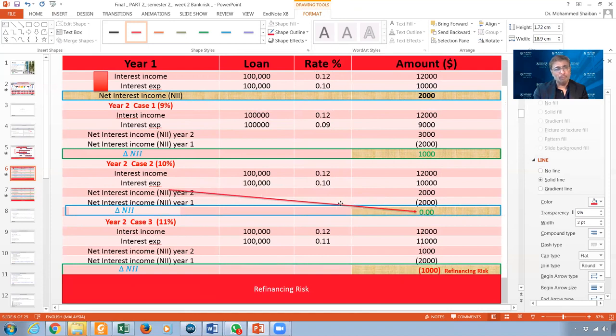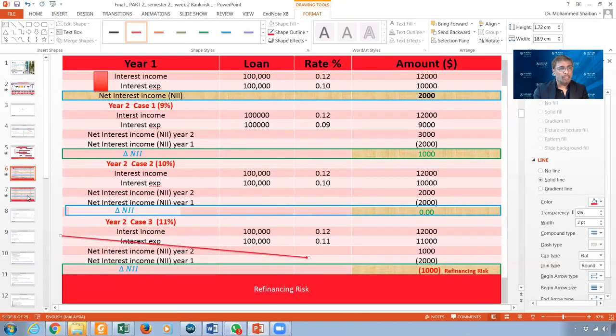I'm indifferent. Now in the third case, I'm only getting now 1 million. I used to get 2 million. There is a drop in my net interest income of 1 million, which means the change in net interest income is 1 million. This is my risk, which I call refinancing risk.